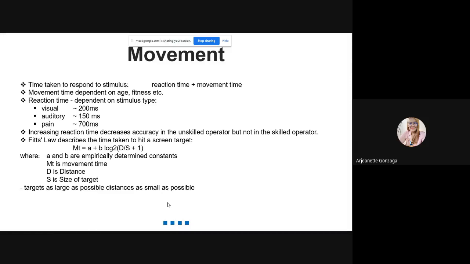Hindi ko ito masyadong i-discuss, papahagingin ko lang kasi ito ay parang science. But kailangan natin siya kasi these are the features na pinahahalaga ni computer or ginagawa niyang basihan para sa kanyang dinidevelop na system. So where A and B, okay, hindi na yan. Targets are as large as possible, distance as small as possible.